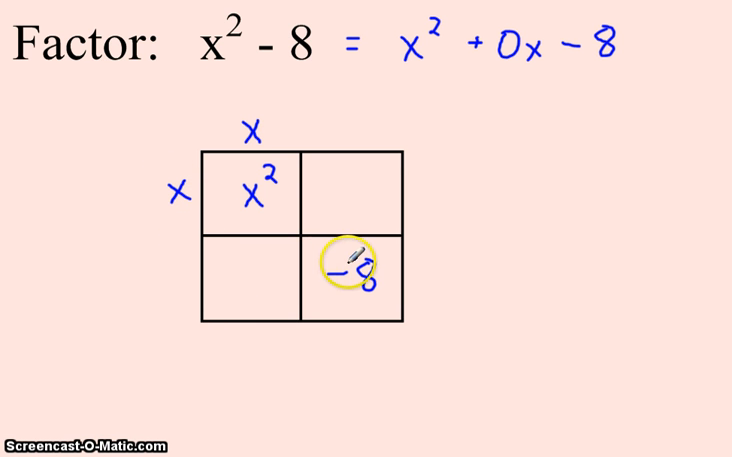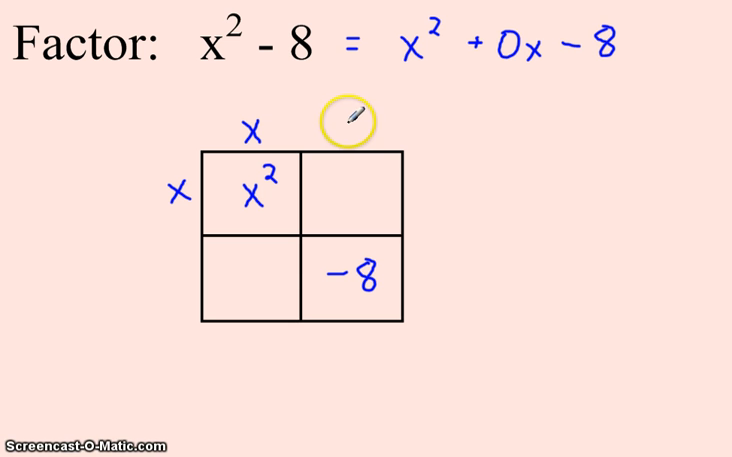My x and my x, and I've got to say, how can I get to -8 by multiplication? Well, I can just try a couple things here. I could try a 2 and a -4. I would multiply this out. -4 times x would be -4x. 2 times x would give me 2x. They're not going to cancel each other out to 0. That's going to be a -2, right? So no good.